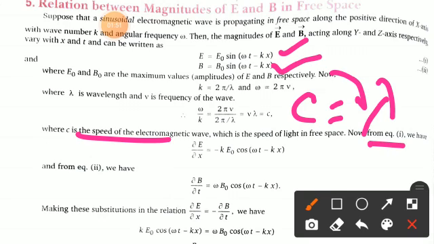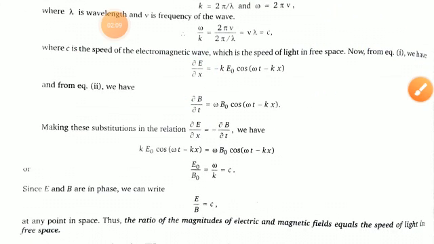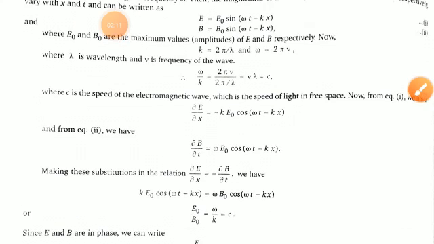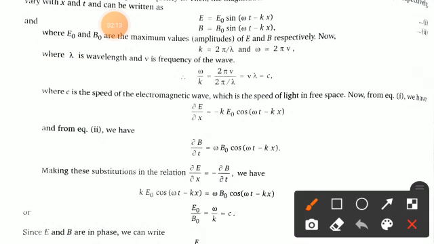From equation 1 we can write the partial differentiation del E by del x equals minus k times E naught cos(omega t minus kx). And if we differentiate partially equation number 2, we get omega B naught cos(omega t minus kx). So making this substitution in the relation, you can write del E by del x equals minus del B over del t.